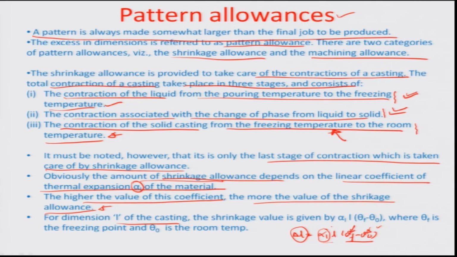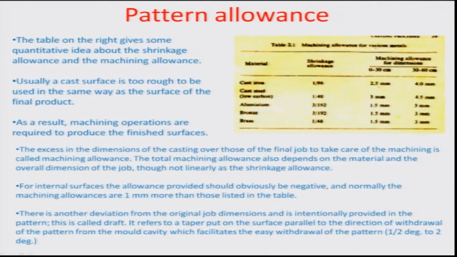The shrinkage values normally given to the casting are recorded here. For example, in cast iron, the shrinkage allowance is typically 1/96th, and on the machining allowance side, for a dimension of 0 to 30 cm, you give a machining allowance of 2.5 mm. These are some thumb rules which people running these casting industries have generated. If the dimension is 30 to 60 centimeters, the machining allowance would be about 4 mm, and so on and so forth.